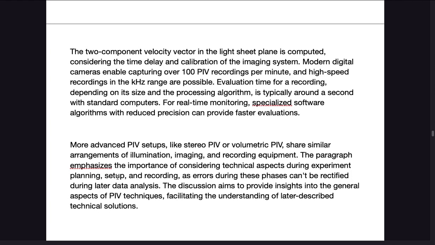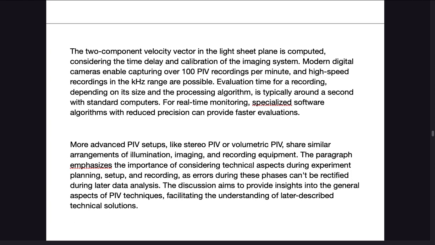More advanced PIV setups like astro PIV or volumetric PIV share similar arrangements of illumination, imaging, and recording equipment. Here the emphasis is on the importance of considering technical aspects during experiment planning, setup, and recording, as errors during these phases cannot be rectified during the later data analysis. So we have to take precautions, and we have to be very aware of all these components.